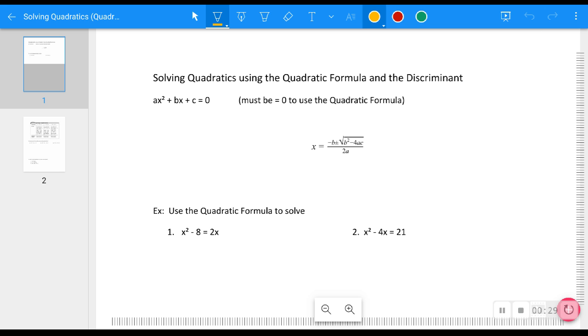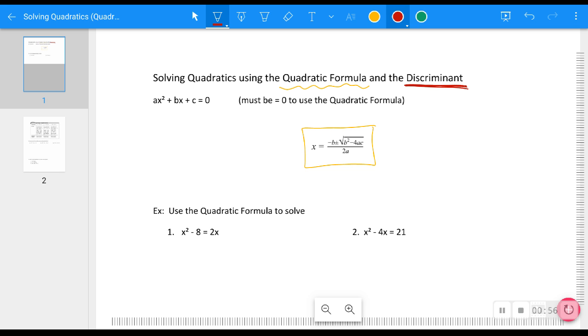So moving on to what we're going to talk about today. We are going to be solving quadratics using our last method, the quadratic formula. And the quadratic formula is right down here. It's x equals negative b plus or minus the square root of b squared minus 4ac all over 2a. I know that's a mouthful, but all we're worried about in these notes is just the discriminant.